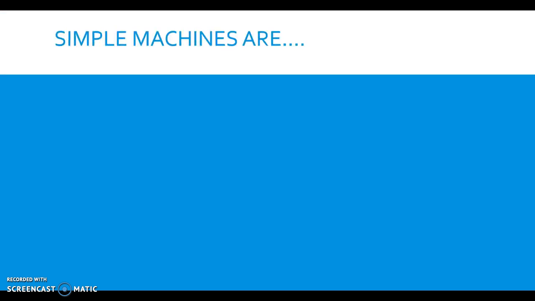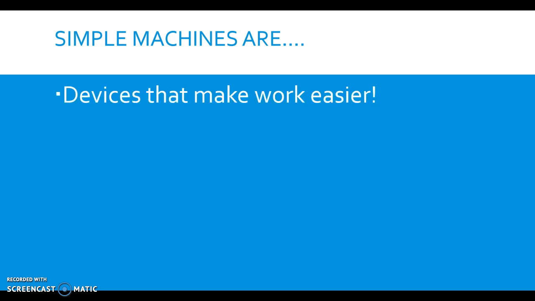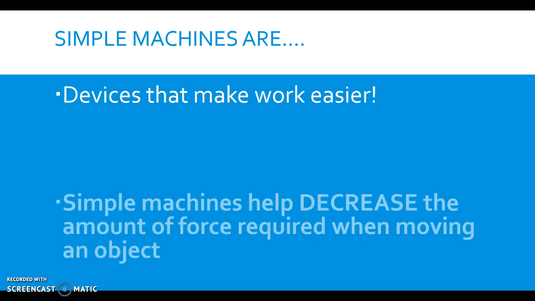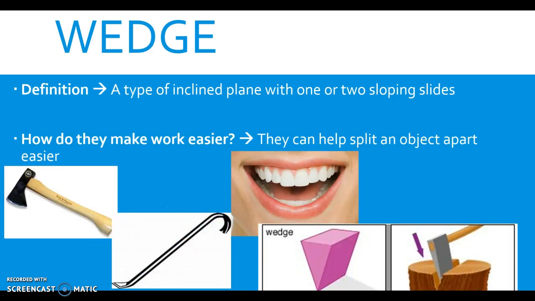What are simple machines? Well, simple machines are devices that make work easier. There are simple machines everywhere around us, even some on our body. But simple machines help us complete work faster and easier. Simple machines help decrease the amount of force required when moving an object. The biggest word there, decrease. We need to make sure we understand that simple machines are meant to decrease the amount of force required.